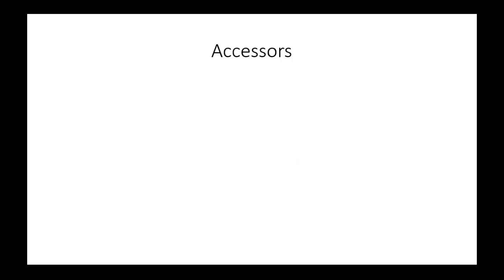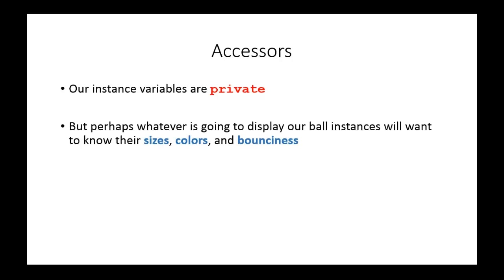Okay. If you recall from the slide before, all of our instance variables were given the private keyword, right? This means that nothing outside of the object is going to be able to access these instance variables, which is good in a lot of ways because now no one can come in and change the stuff that you don't want them changing. But you're probably going to want some things to know about your properties, your instance variables. For instance, with this ball, maybe there's something that's going to display the ball to the screen, and that's going to need to know how big the ball is, what color it is, and how bouncy it is, right? So the way we get around this problem is with accessor methods.